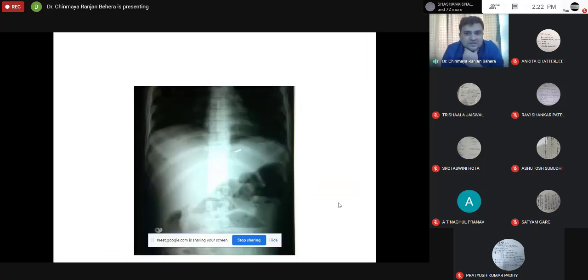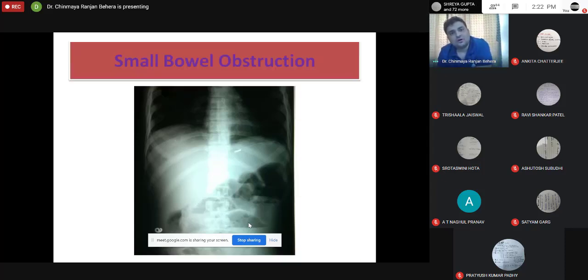Okay, again the same thing. What you see here is the Ryle's tube is there, and then in most of the bowel there is no valvulae conniventes here. But what you see is the structureless ileum. So this is again a case of a small bowel obstruction.